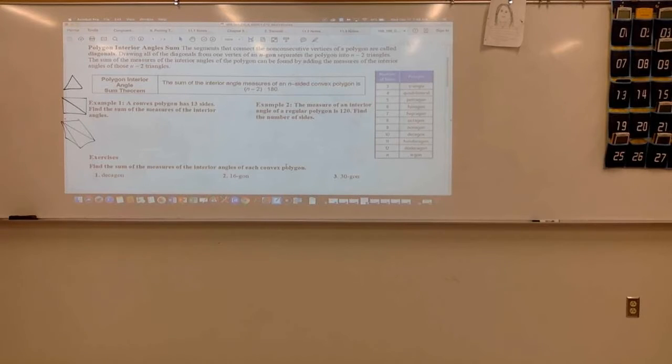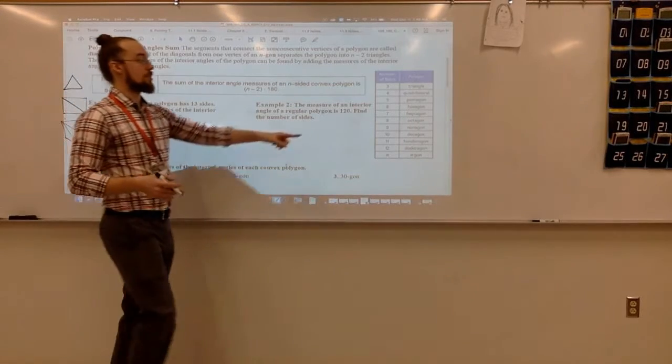Why would it be minus 2? Because of what I just showed you. A triangle has 1 triangle, 3 sides, so 3 minus 2 is 1. With a 4-sided shape, I can create 2 triangles. 4 minus 2 is 2. With a 5-sided shape, I can create 3 triangles. So 5 minus 2 is 3. We could keep going.